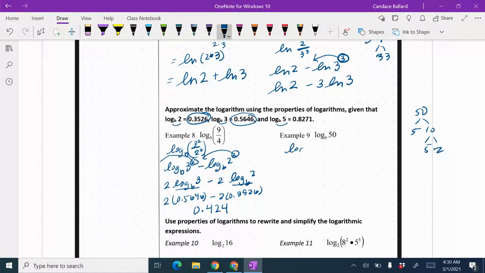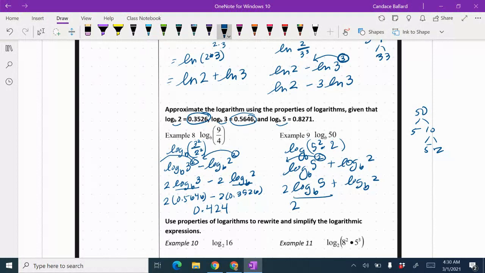So it looks like I can rewrite it as log of 5 squared times 2. And then multiplication turns into addition. So log base b, I forgot my base. Log base b of 5 squared plus log base b of 2. And then again, my exponent moves to the front. So 2 log base b of 5 plus log base b of 2.